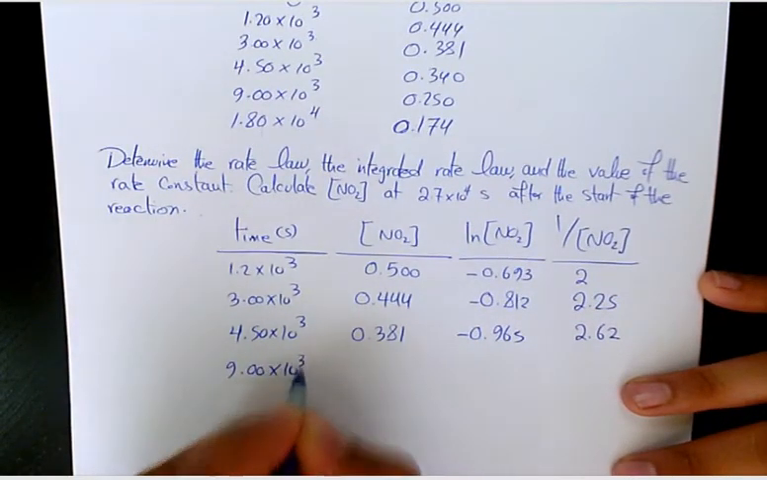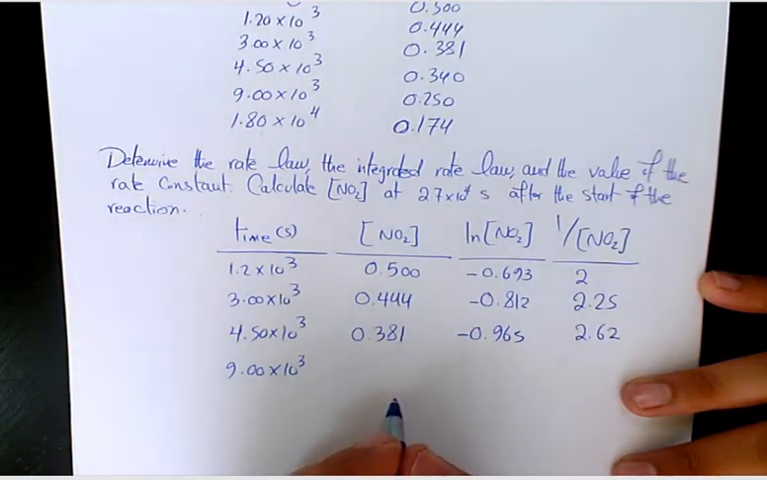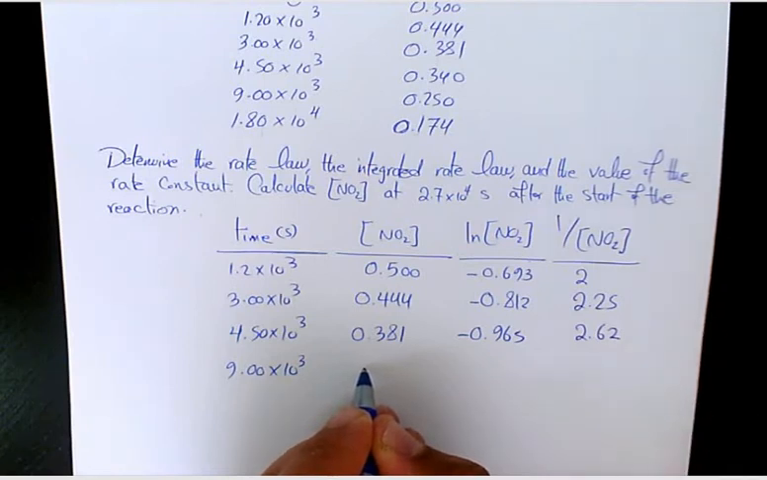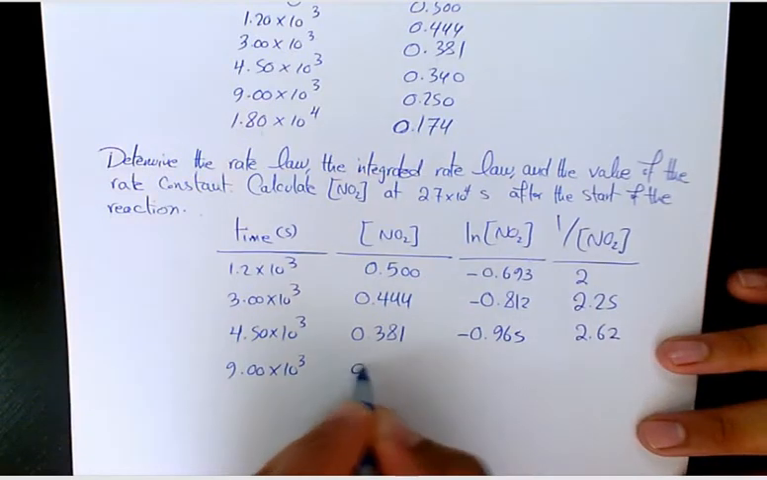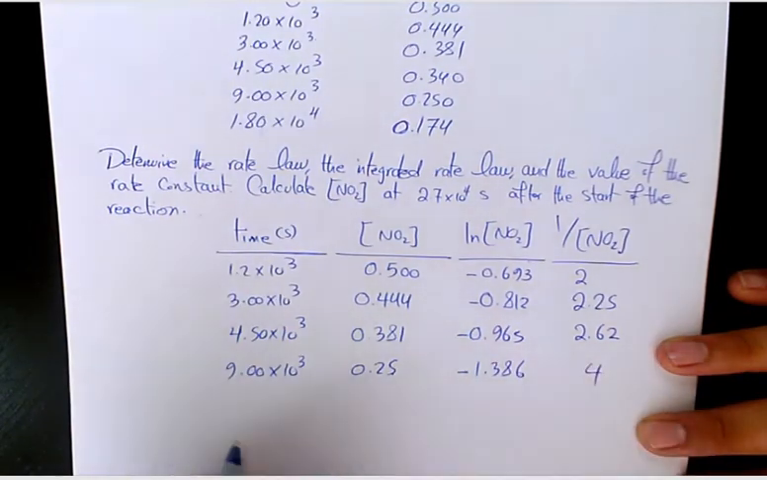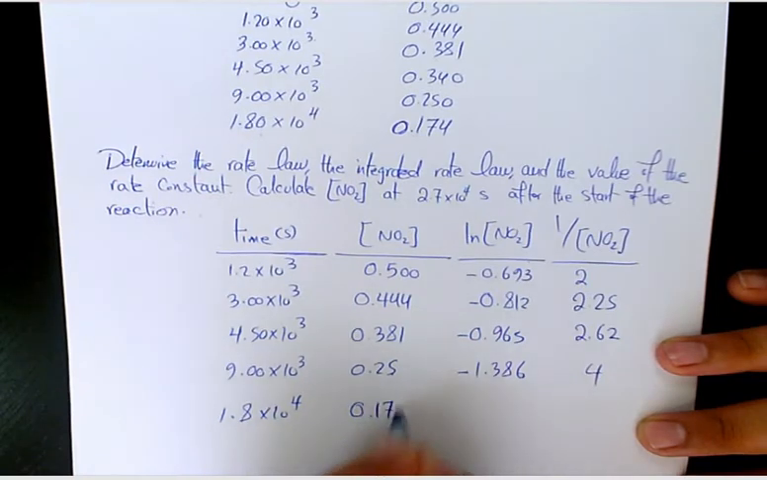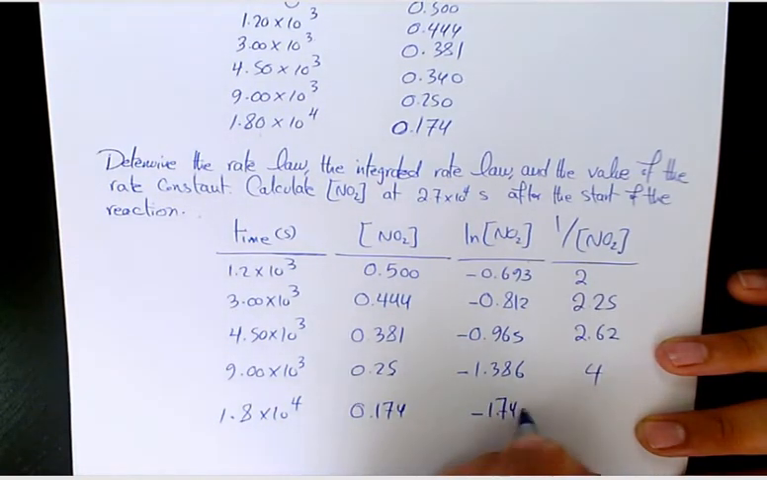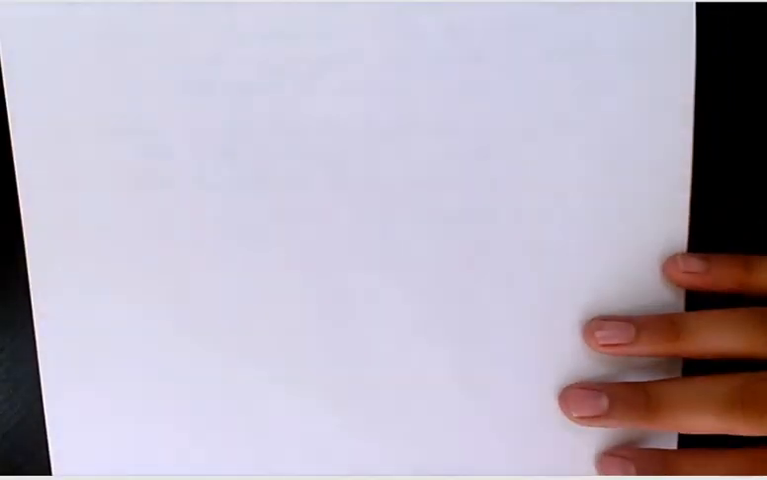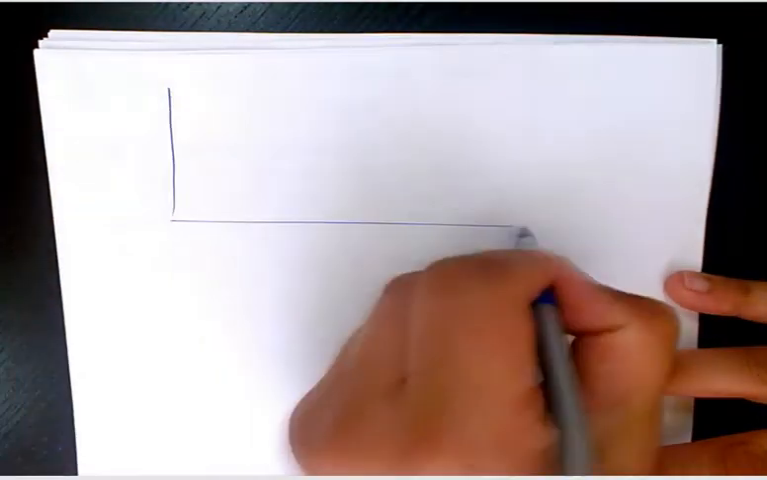9.00 times 10 to the power of 3, 0.25, negative 1.386, 4. Here we have 1.8 times 10 to the power of 4, 0.174, negative 1.749, 5.75. So now if you graph it, you can then double check the numbers later on for possible mistakes.